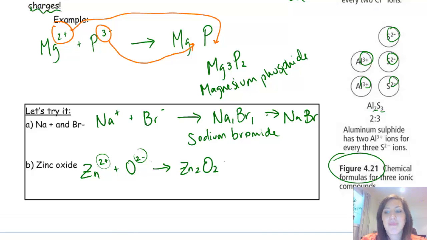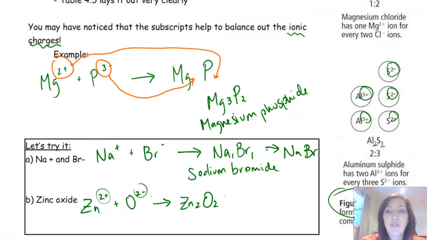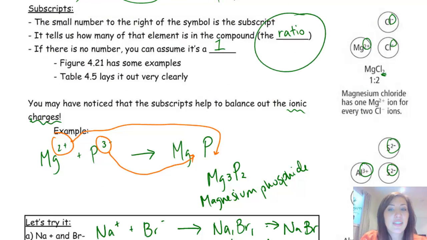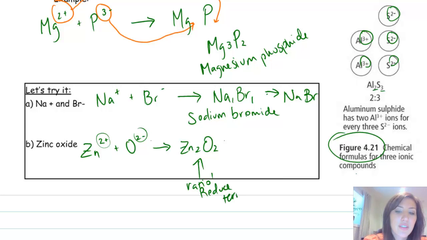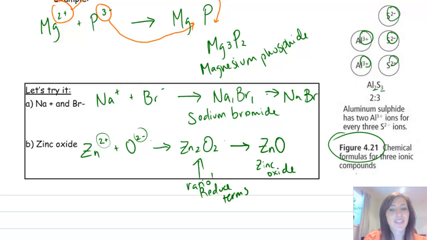But over here I told you that this is the ratio. So we don't need 2 per 2. We can express this in reduced terms. So 2 divided by 2 and 2 divided by 2 is 1 zinc oxide, like that. And we could write it out zinc oxide in words.